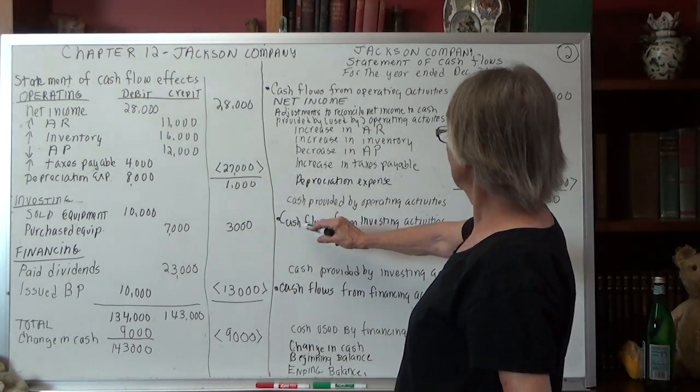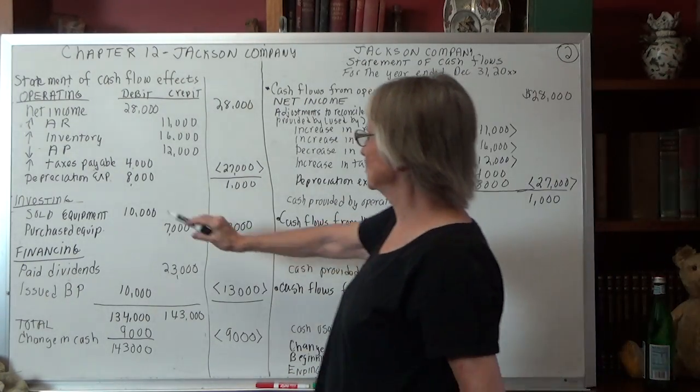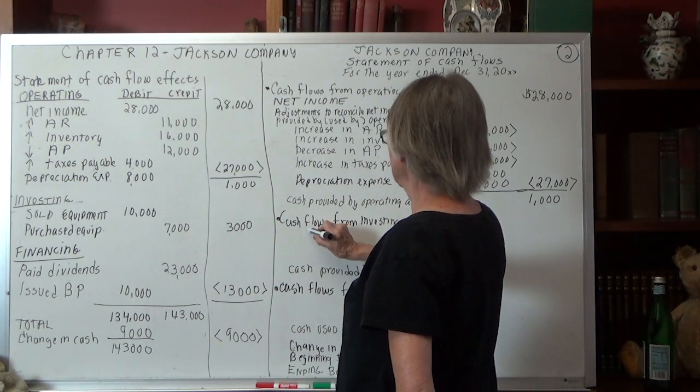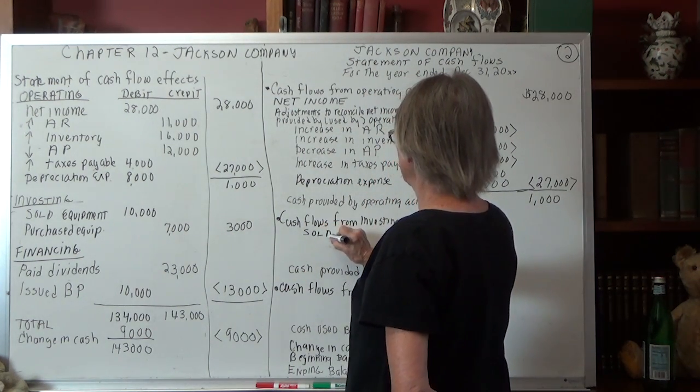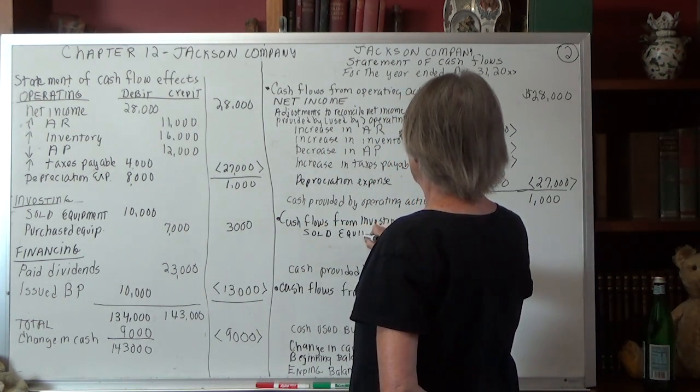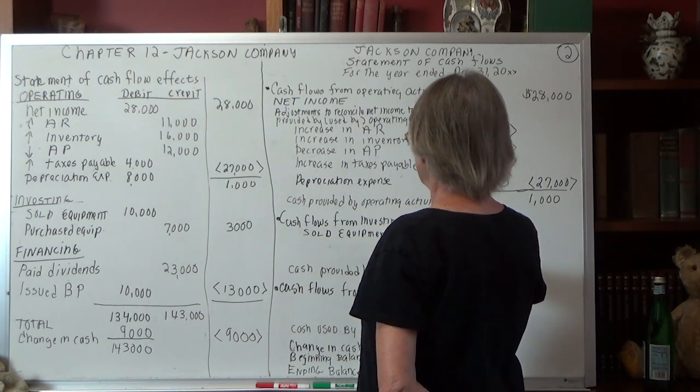Okay, so then we go to the investing section. So cash flows from investing activities. We sold equipment, we purchased equipment. We cannot lump them together. We have to say we sold equipment, and then we have to say we purchased equipment.